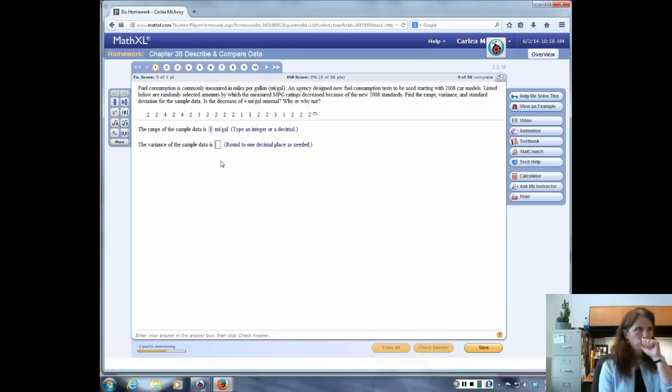So is the decrease of 4 miles per gallon unusual? Why or why not? You have to read the whole thing, but fuel consumption is commonly measured in miles per gallon. An agency designed new fuel consumption tests to be used starting with 2008 car models. Listed below are randomly selected amounts by which the measured MPG ratings decrease because of the new 2008 standards. Find these. And is the decrease of 4 miles per gallon usual or unusual?